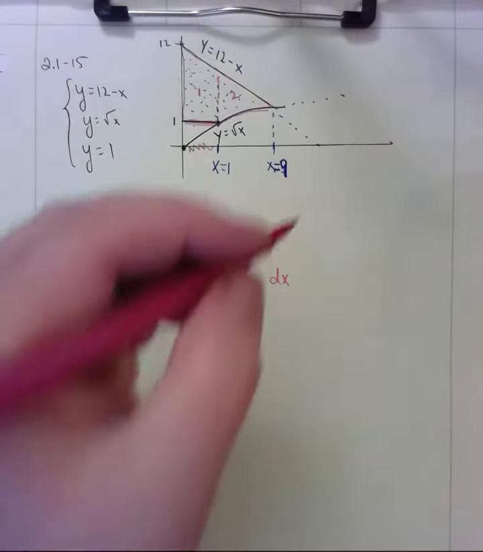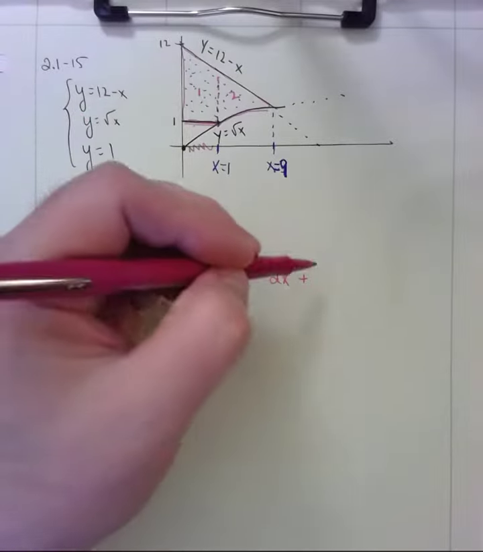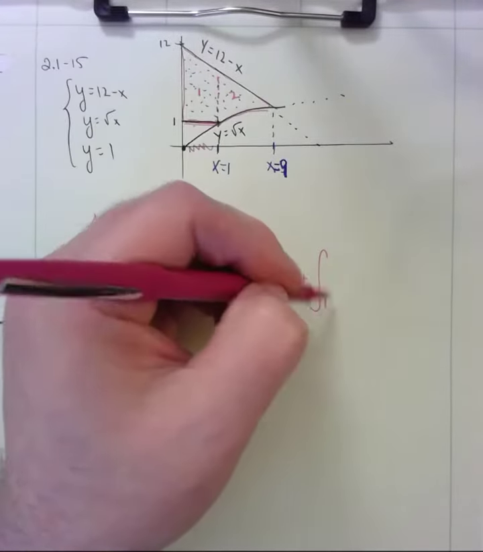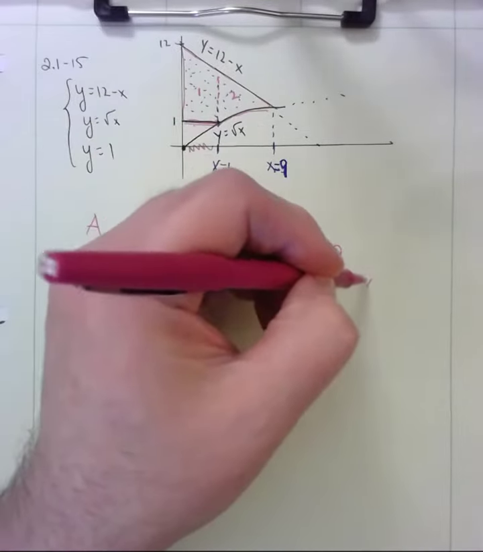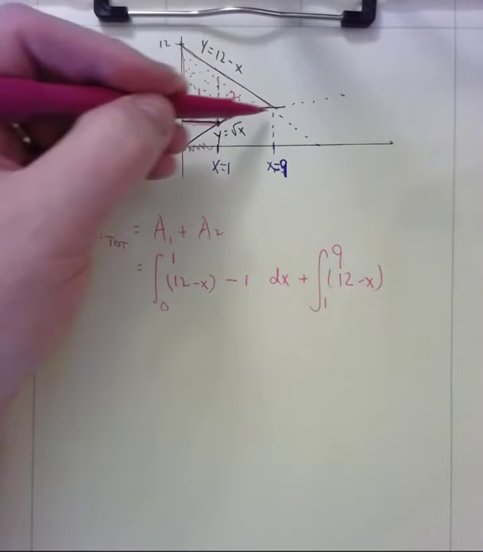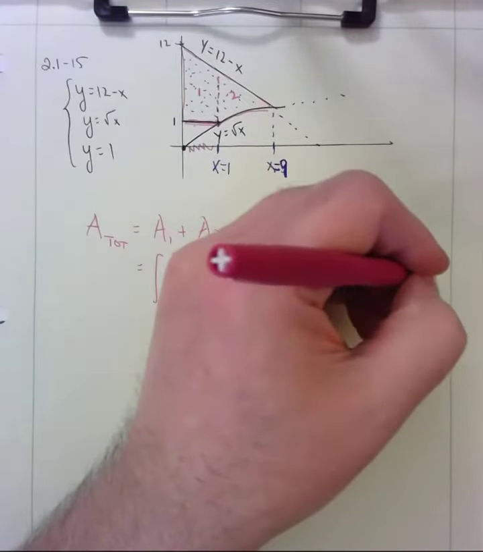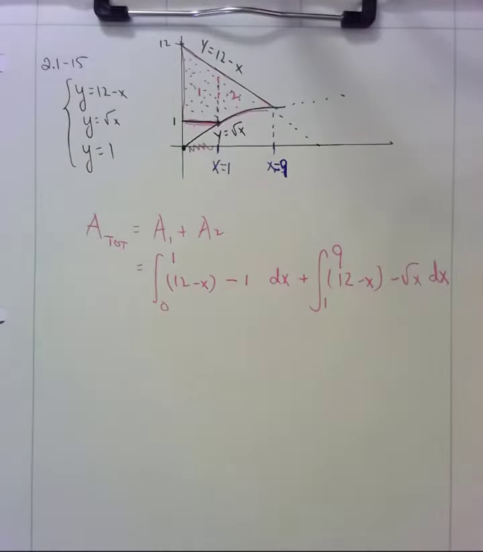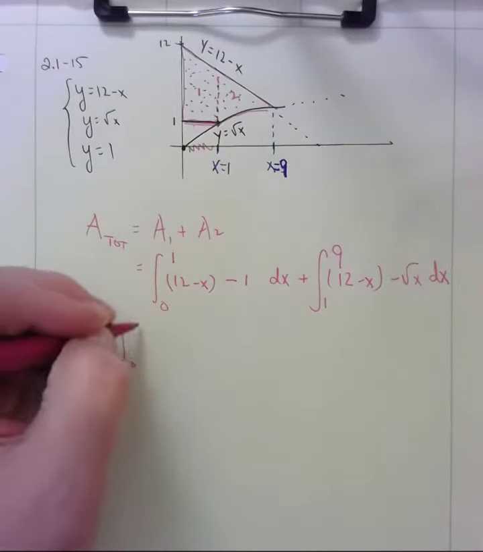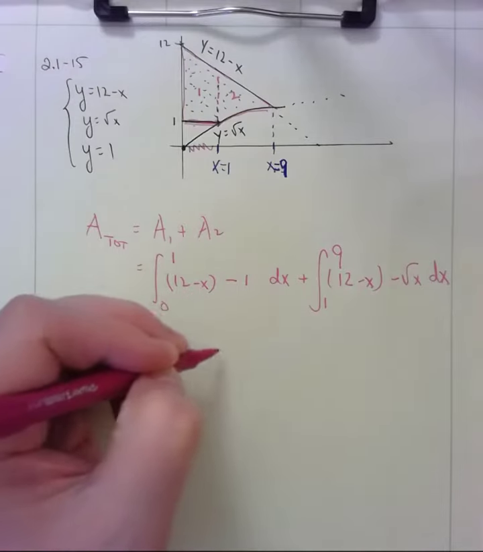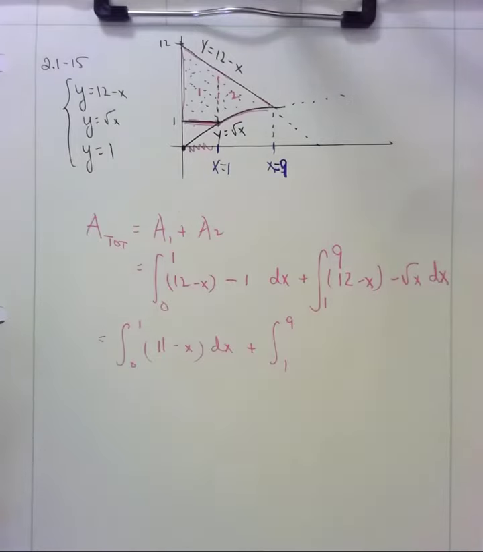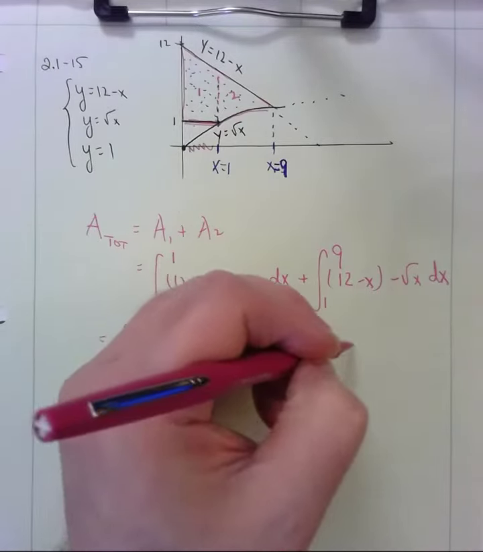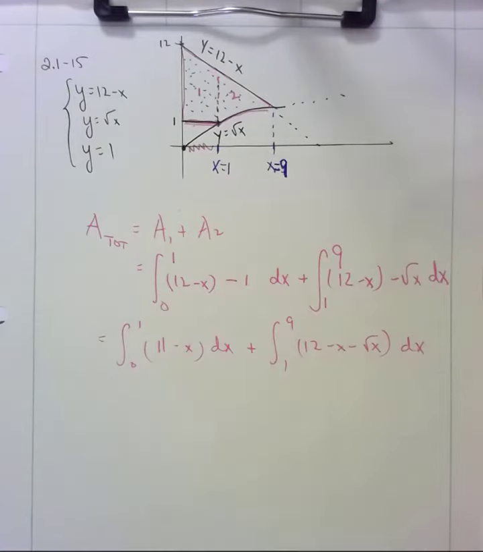like so. And then for area 2, this time we're going to go from x equals 1 to x equals 9, like that. The upper function is still 12 minus x, but now the lower function is the square root of x. And there we go. Can tidy these up a little bit. Integral from 0 to 1, there's an 11 minus x dx plus an integral from 1 to 9. Like so.